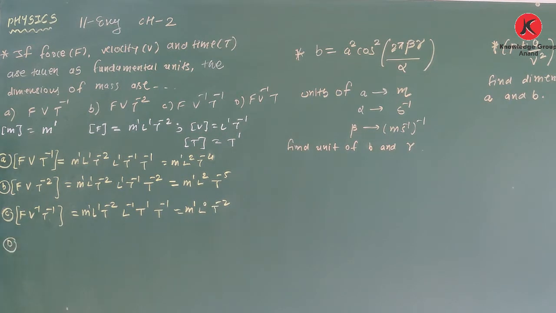Now, option D only, that is F, V minus 1, T. How to put its dimensional formula? What is the dimensional formula of force?